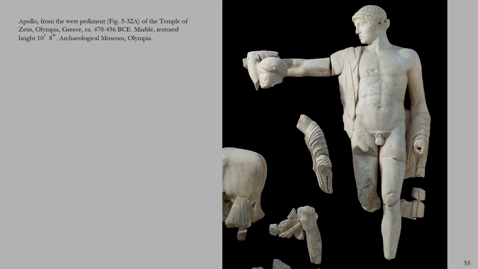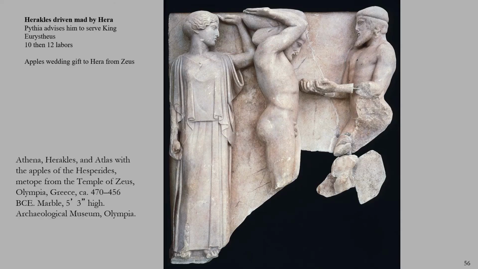Here's yet another image. This is of Apollo, from the West Pediment. But once again, this highlights the powerful male nude body, which for the Greeks was the pinnacle of everything. The other image, though, I really want to focus on from the Temple of Zeus is this image of Heracles, or you might know him as Hercules, which is the Roman version of his name.